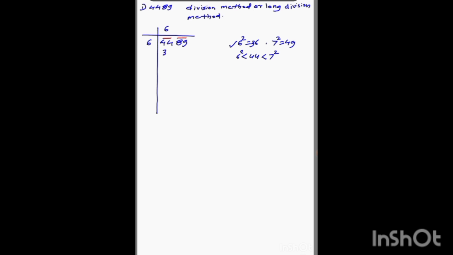So take 6, 6 into 6 is 36. Then by the usual method, just subtract it. So you get 8 here, and bring down the whole pair, not a single digit. That is why we have marked the pairs. So it is 889. Now this is a very important step.